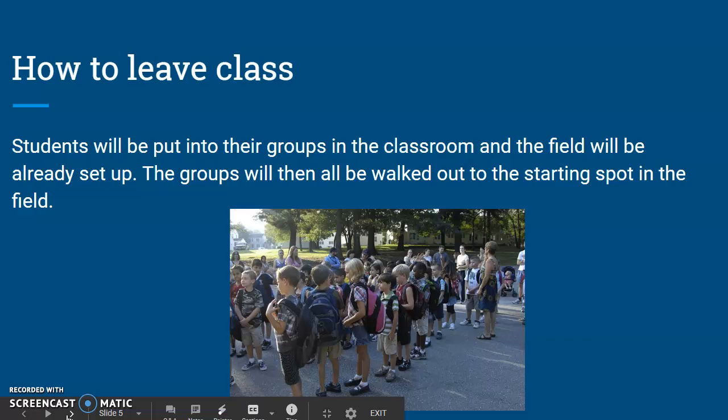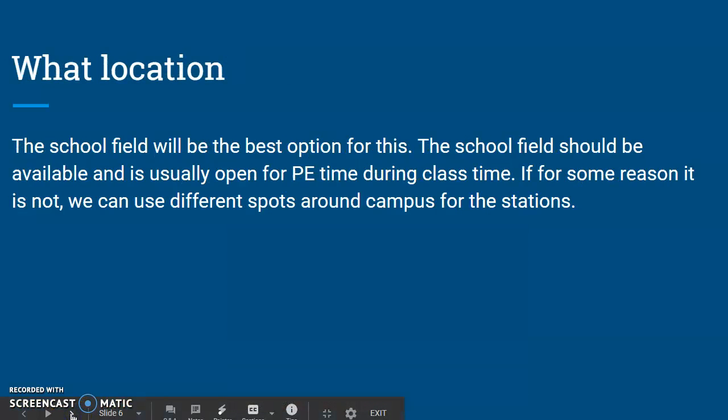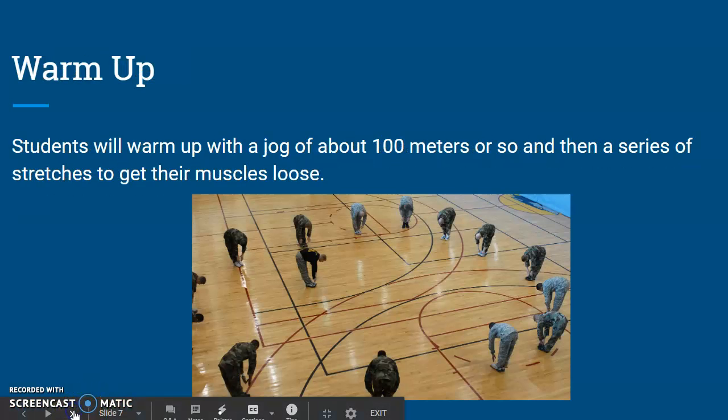To leave class, students will be put into their groups in the classroom. They will then be marched to the field that will already be set up with the stations, and they will be walked out to the starting spot in the field. The location for this activity will be the school field. Usually it will be open for PE time during class. If for some reason it isn't, you can use other spots around campus for the stations.